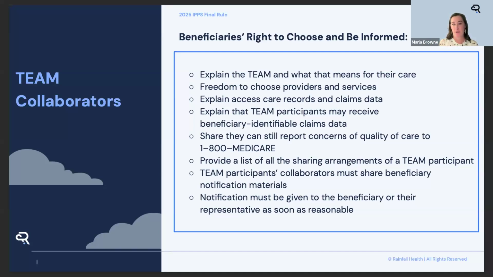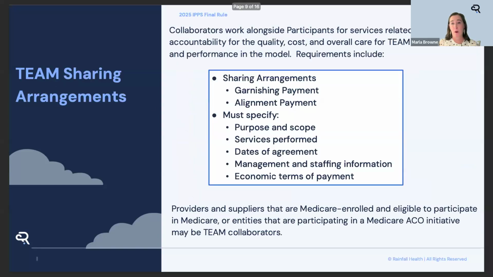Okay, so let's switch gears. Let's talk now about the requirements between the participant, the anchor hospital, and their collaborators. The purpose and expectation of collaborators is to work alongside participants for activities related to promoting accountability for the quality, cost, and overall care for TEAM beneficiaries and performance in the model. So collaborators are held to the same high quality standards as the participants with whom they have the sharing arrangements.